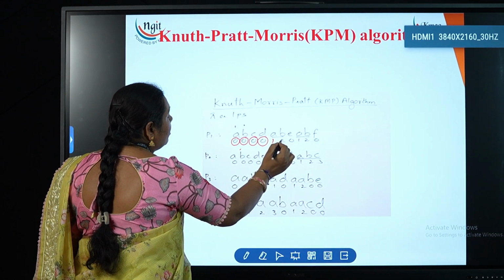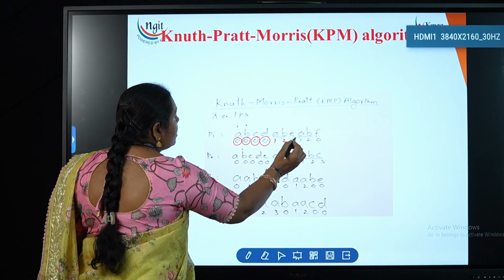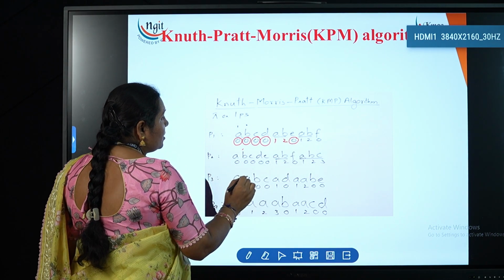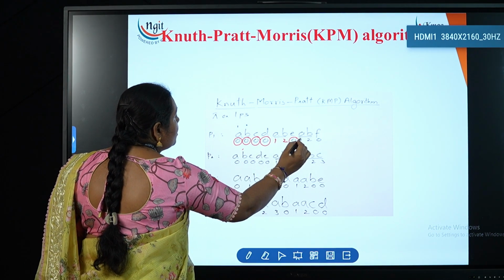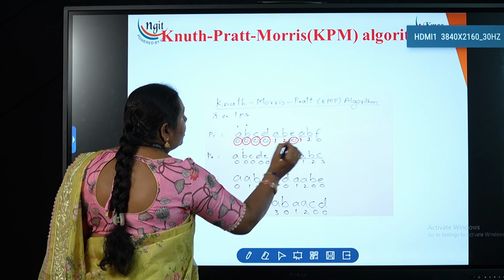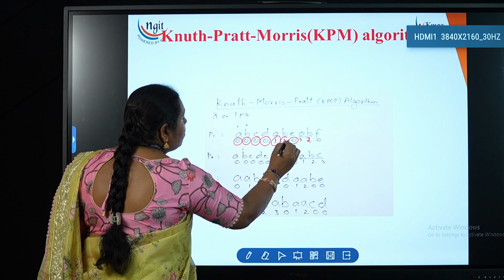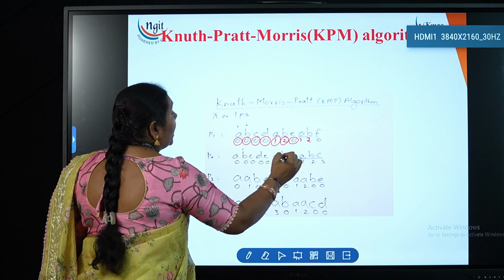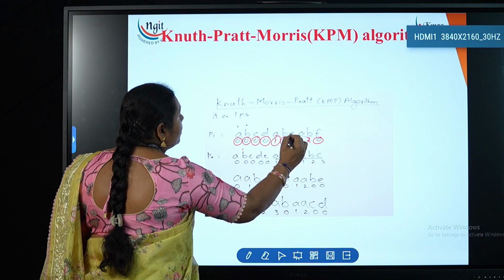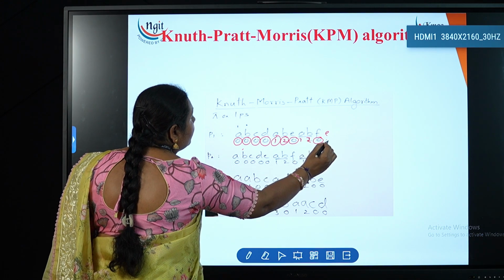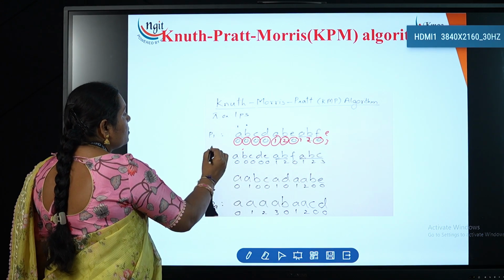B is repeated again, so 2. If E is already not there, so it is 0. A is again repeated, so I'm mentioning it here. B repeated, 2. So A implies the first term which is repeated, B implies the second term which is repeated. If F is not there, if suppose E is repeated here, then it will be the third term. So this is one pattern.